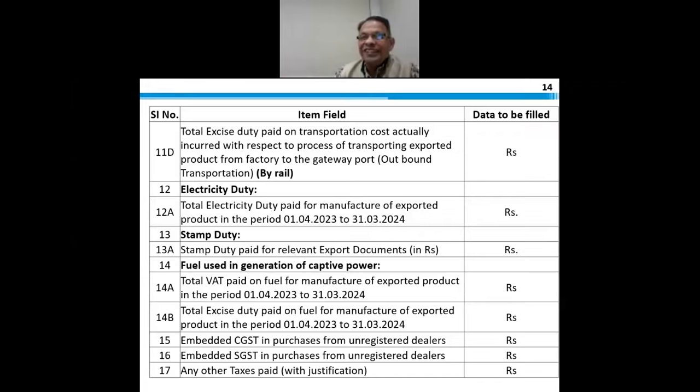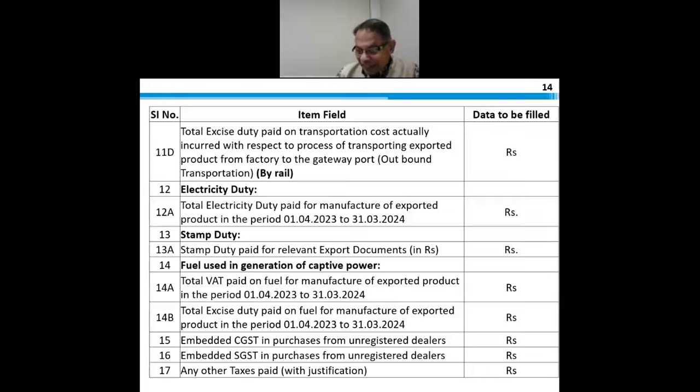Government clearly said no, that cannot be considered. Only directly related cost to the production can be considered. So stamp duty, then fuel used in generation of captive power, total VAT paid on fuel, total excise duty paid on fuel, then embedded CGST, embedded SGST.